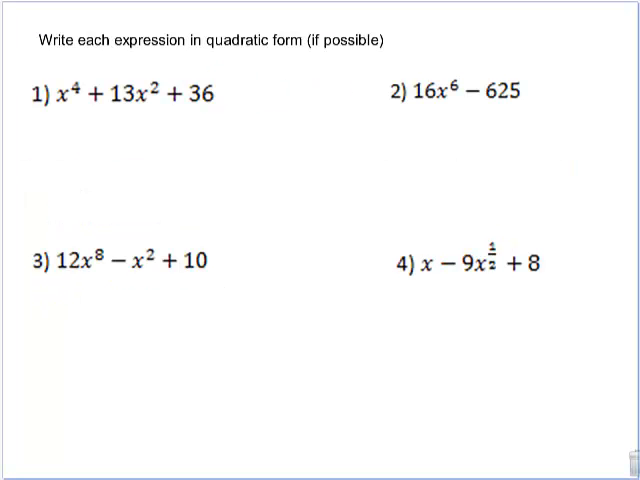So what we're going to do is write this in quadratic form if it's possible. So we always want our highest exponent to be a square. So we're going to have to let u equal various things in order to get our highest exponent to be a square. So number 1 is x to the fourth plus 13x squared plus 36. So what will I have to let u equal here so that our highest exponent is a square? Yeah, so we will let u equal x squared. If u equals x squared, what is our quadratic then?